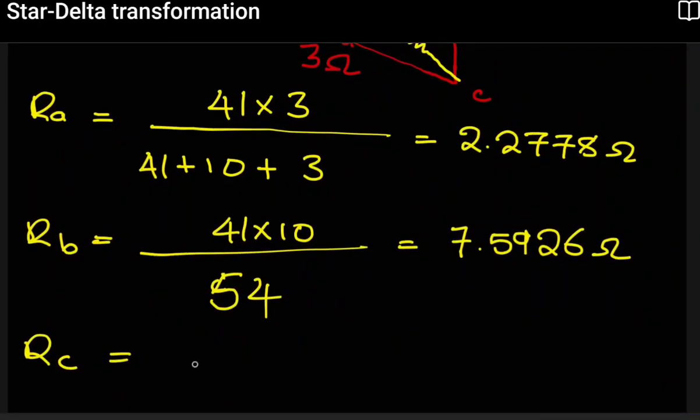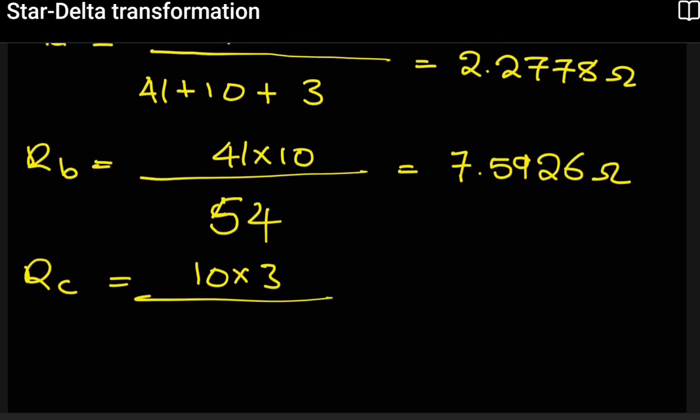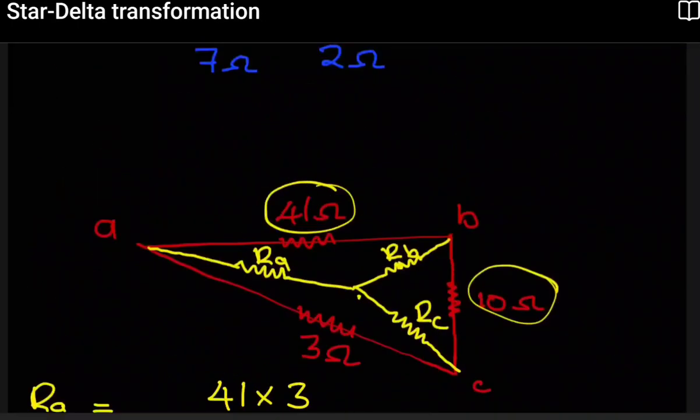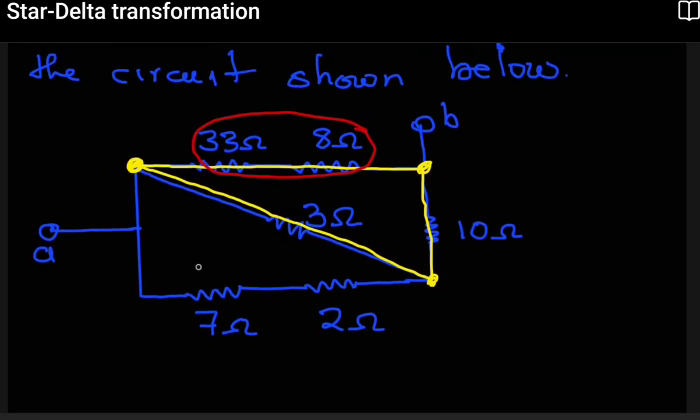So because of that, we'll multiply the 10 and the 3. Then we'll divide by the sum of all the resistors making the delta again. It's 254. So we do the math here, we'll get 0.55556 ohms. Now, what have we achieved? Now, notice one thing here.